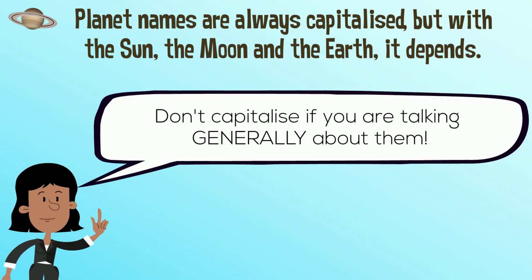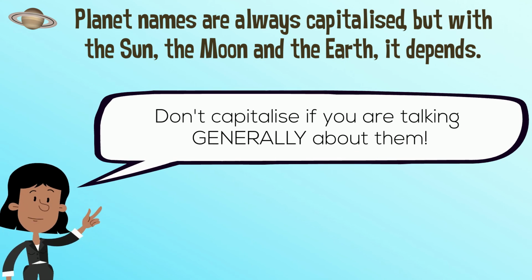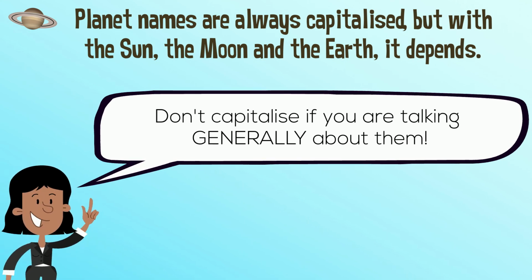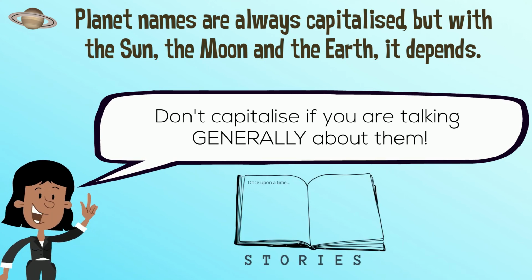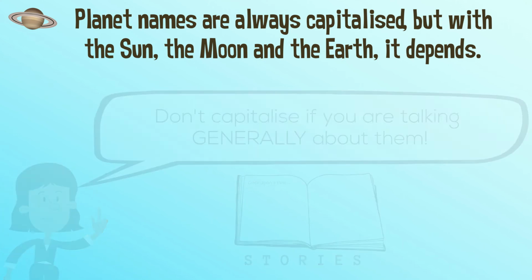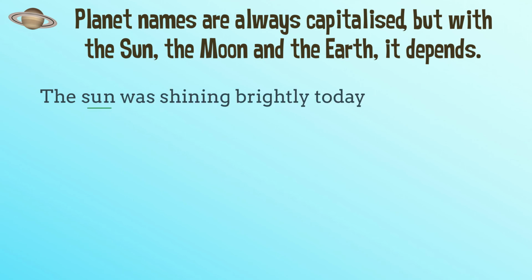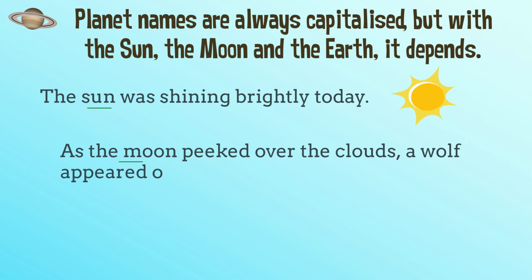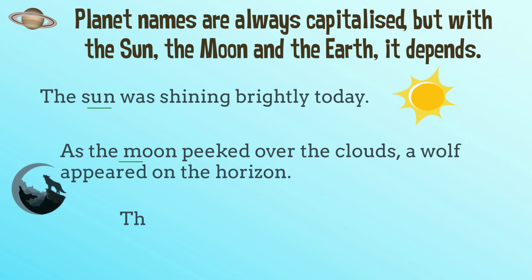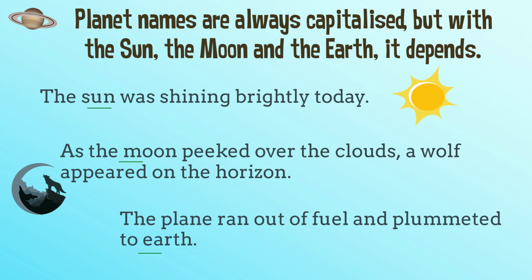Don't capitalize the sun, the moon, or the earth if you are talking generally about them. This is usually the case when you're writing stories. The sun was shining brightly today. As the moon peeked over the clouds, a wolf appeared on the horizon. The plane ran out of fuel and plummeted to Earth.